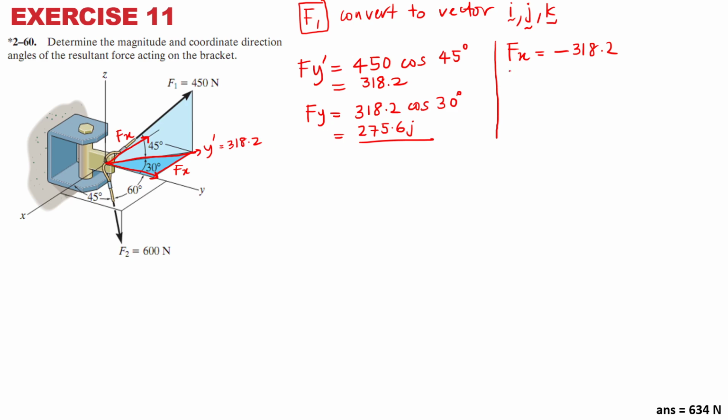So what is it? So the value should be 318.2 sine 30 degrees. Sine 30 degrees. Negative 159.1, which is i. Negative 159.1 i. This is your fx. Finally, we should be looking at fz.